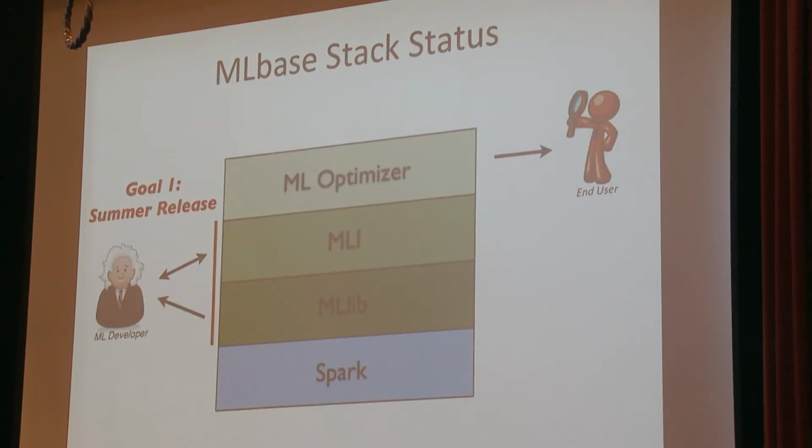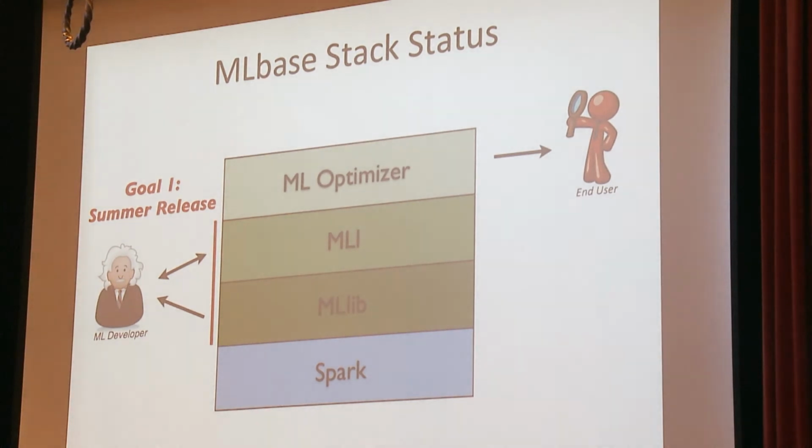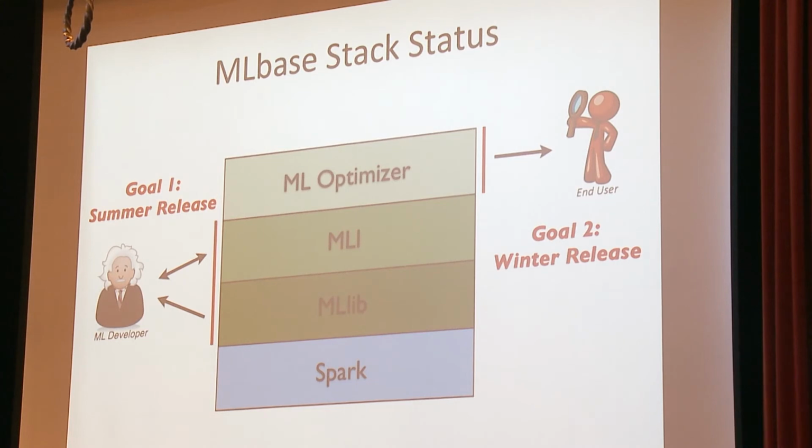So the current status of the stack, goal 1, our summer release, and I'm pleased to announce that just yesterday we made our developer release on GitHub. We made our repo open, so please go check it out. This involves both MLlib, which many of you have seen, lives inside of Spark, as well as MLI, which we made public yesterday. And then the second piece of our release is the optimizer that Ameet talked about before. This is the high level: the end user wants a classifier, and they don't really care how it gets built. This is under active development now, and we're still shooting for a winter release for this.